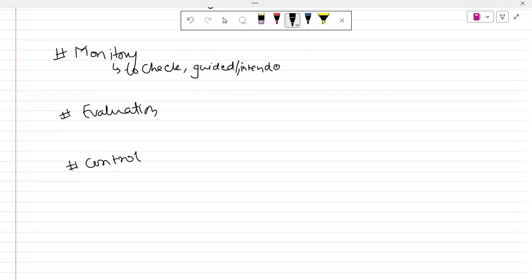This is monitoring. If this goes out of the intended direction, then we should reschedule, reallocate the resources like we have done, rebudget, anything. So monitoring is essential.